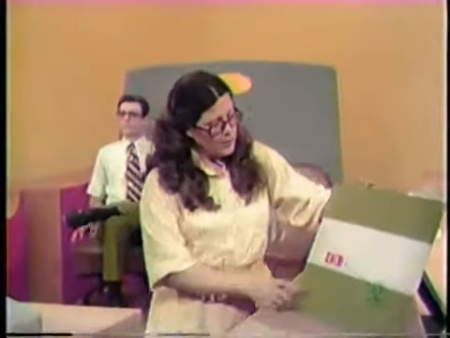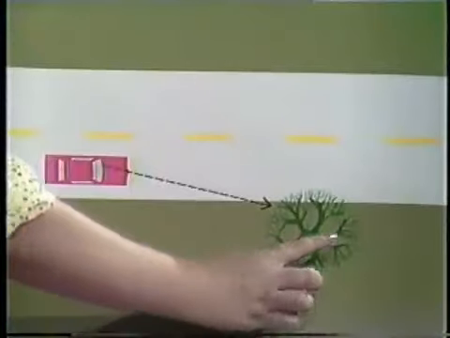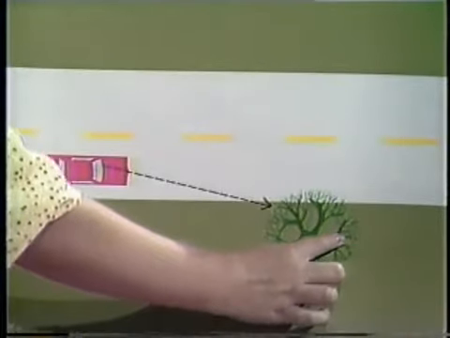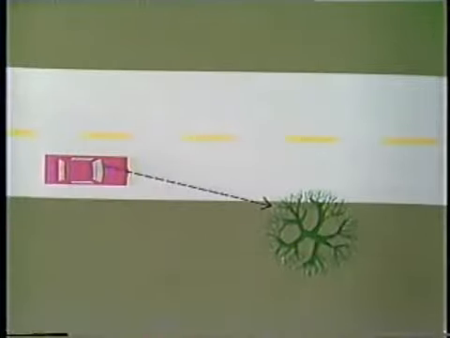Let's assume that we are the car, and let's assume we have a fixed object up ahead. Normally when we are driving, we should always be looking at least 12 seconds ahead of our path. So if we are the vehicle, we should be looking at least 12 seconds ahead of ourselves.